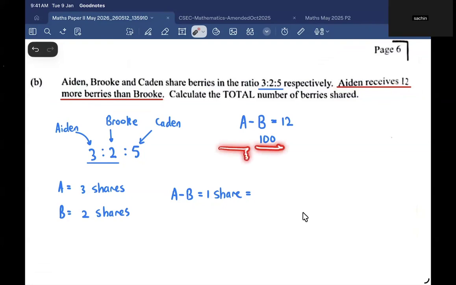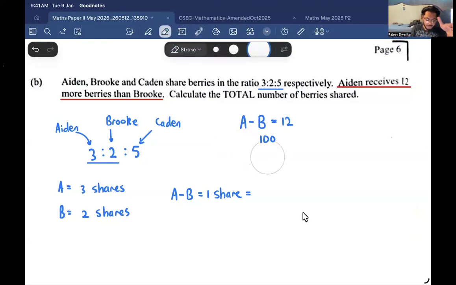112. And what would the difference be? 12. Exactly. So when they say Eden receives 12 more berries than Brooke, what does that mean, Sachin? It means that Eden minus Brooke would actually be 12 berries.